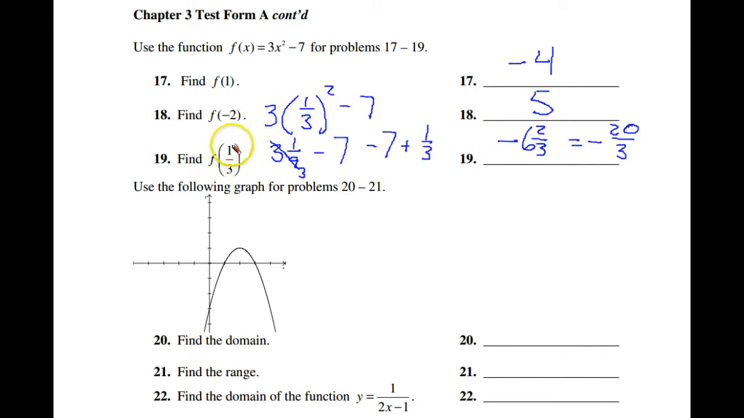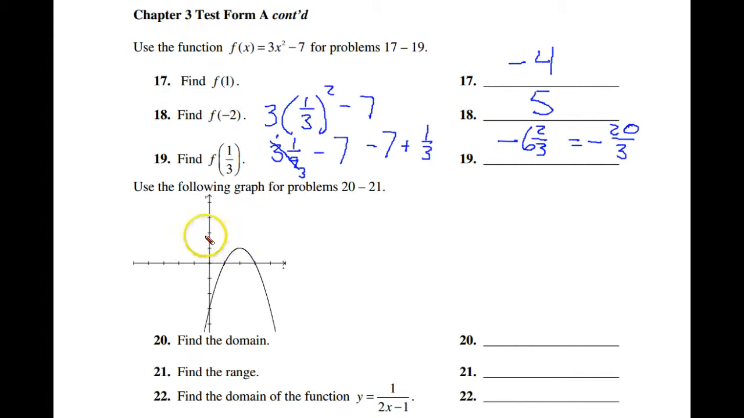So once again, we're squaring that. That gives us 1/9. 1/9 times 3 is, you cancel out the 3's there, this becomes 1/3. So it's a negative 7 plus 1/3 makes, you got to take 1/3 away from that, a negative 6 2/3, or that's a mixed number. This is an improper fraction.